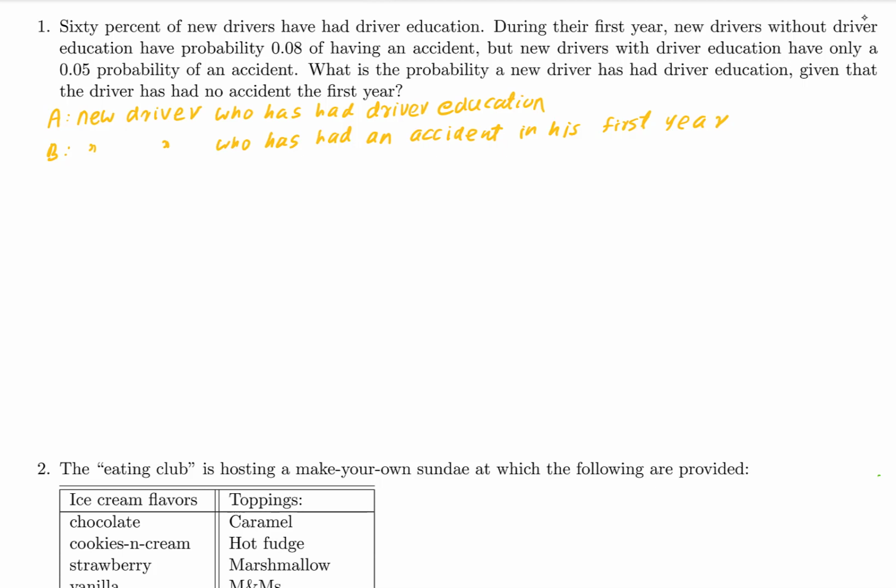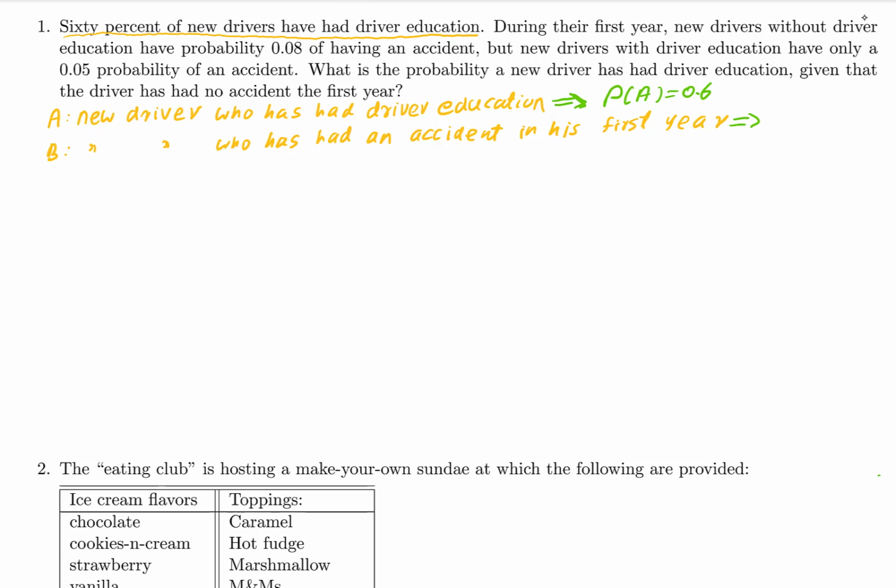First, understand events. How many events should we consider? 60% of new drivers have had driver education. Therefore, I use event A, a new driver who has had driver education. Then probability of A equals 60%, that means 0.6. Next, the question asks what is the probability a new driver has had driver education given that the driver has had no accident the first year. Therefore, I use B, a new driver who has had an accident in his first year.